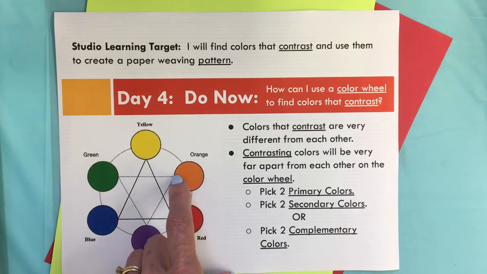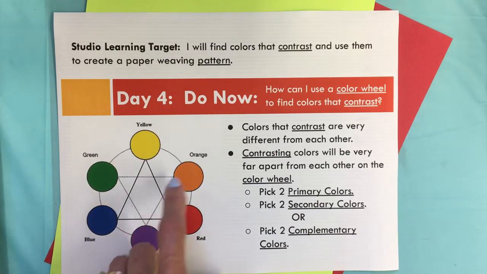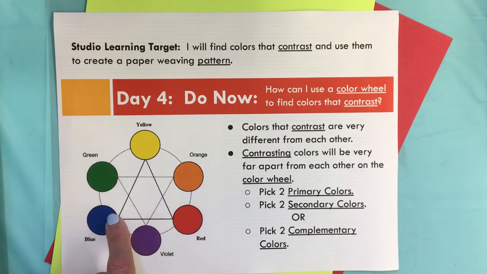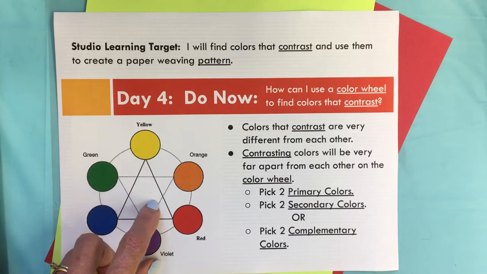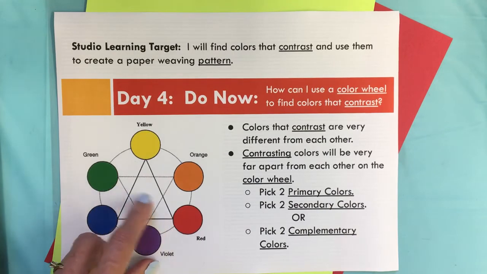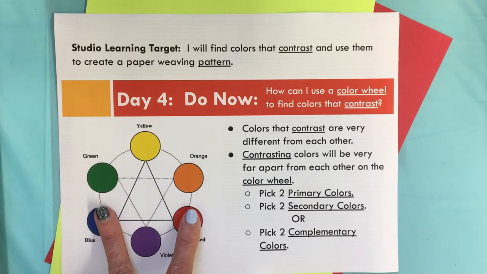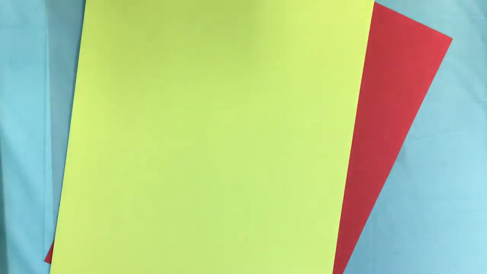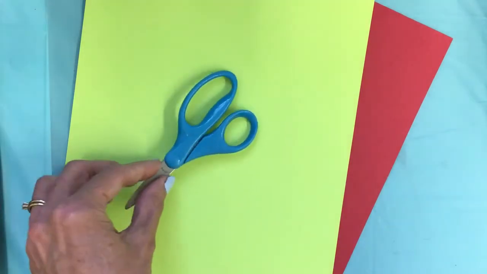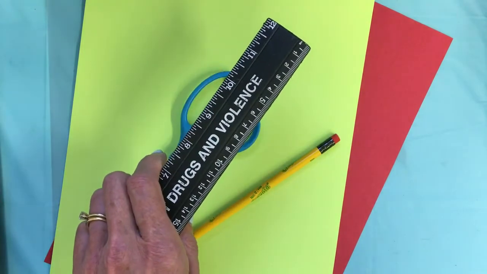I could choose orange, and if I go right through the middle, I get to blue. I could choose orange and blue. Or finally, I could choose green, and far, far apart from green, its complementary color is red. So find 2 colors that are far apart from each other, get those colors, and you will also need scissors, a pencil, and maybe even a ruler today.